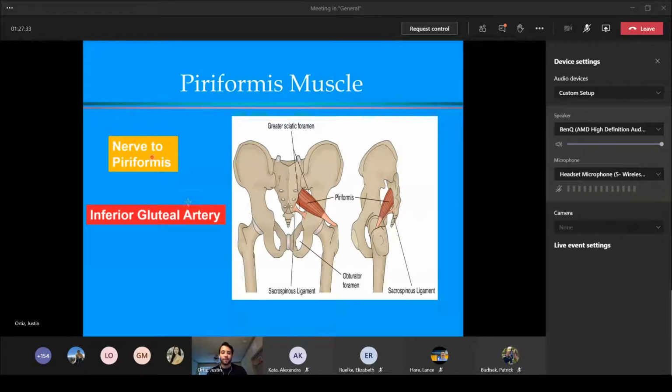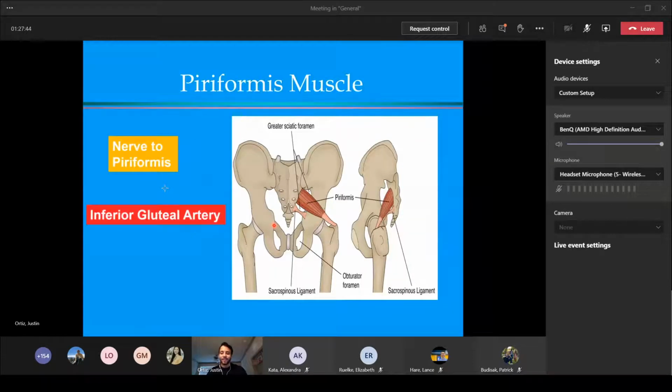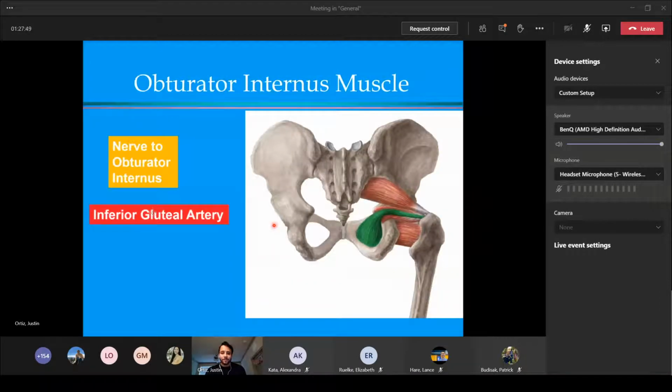Here it's nerve to piriformis. Great. It's literally named in and of itself, right? And all you need to know is that it's the inferior gluteal artery, mostly for the piriformis. So where he put it there, I like to just put it like that because I feel like it's easier to look at and easier to study. Same thing with this one.